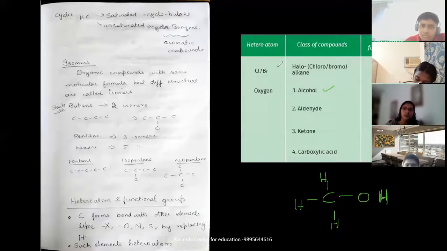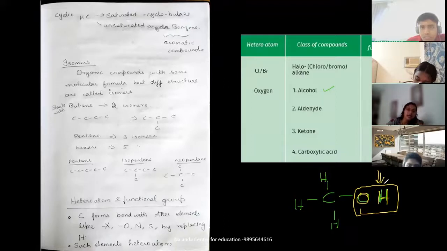OH is going to determine the property of this compound. This is known as the alcohol group. This is the functional group which determines the property of the compound. The group which determines the property of the compound is known as the functional group.